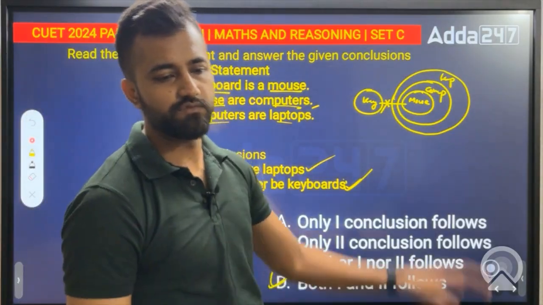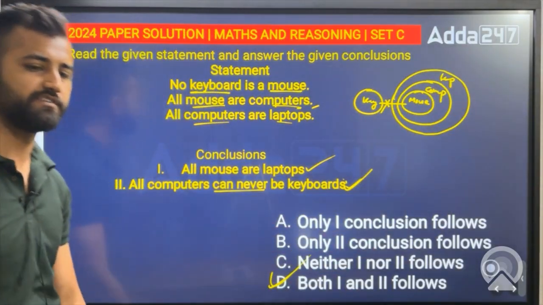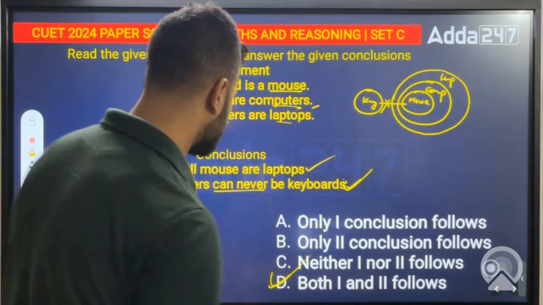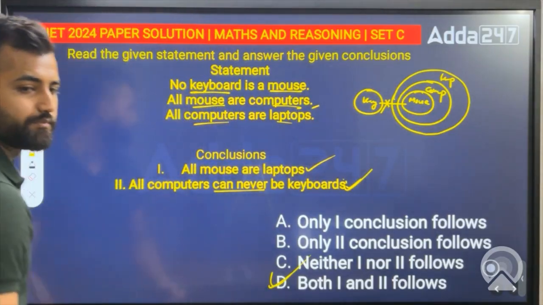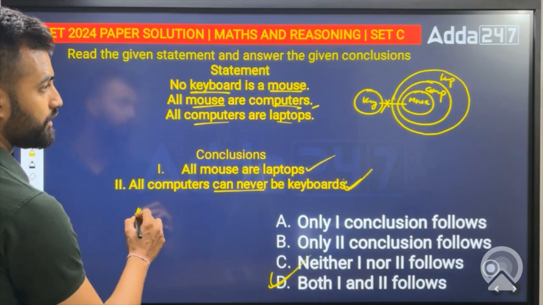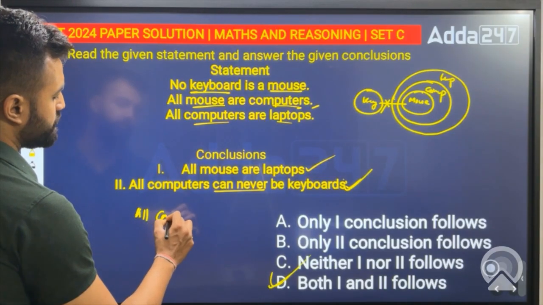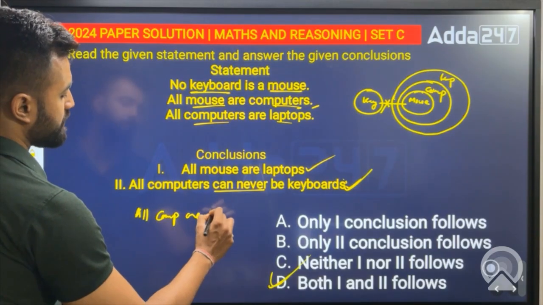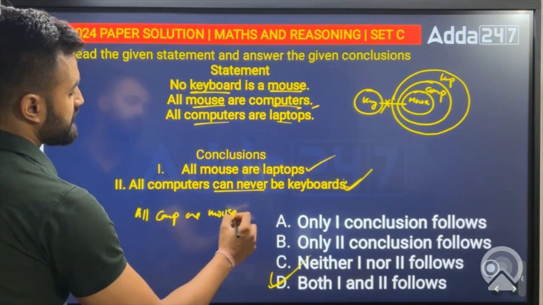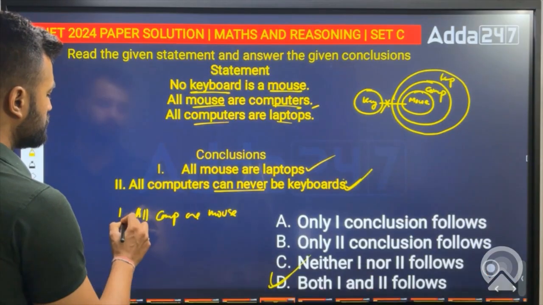Clear? And this is what is syllogism. Suppose I write a statement out here like this. Suppose I say, all computers are mouse. Can you tell me if this is correct or wrong?